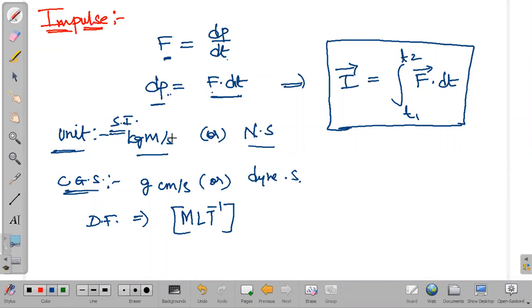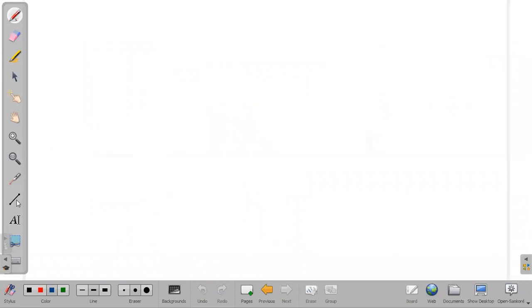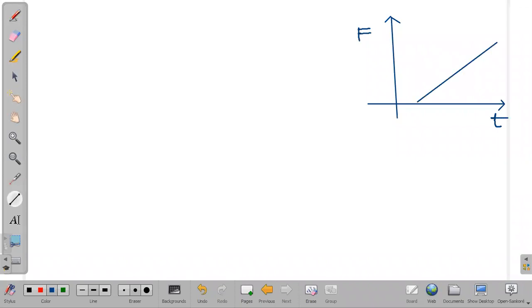Now if we take the force and time graph, impulse is equal to the area under the force and time graph. Suppose let me take another page. Suppose we have an object to which some external force is applied, and in that force versus time graph, this side I am taking time and this side I am taking force. Suppose the graph looks like this. If I want to know the impulse, I have some variable force with respect to time. For that variable force and time, if I plot a graph, I get a graph like this.